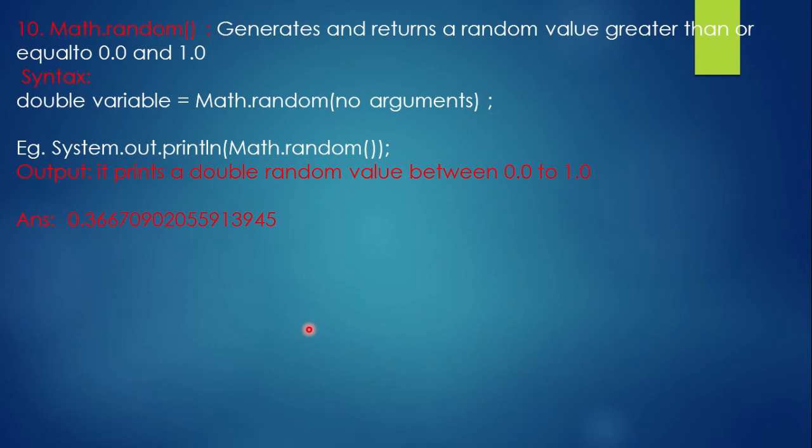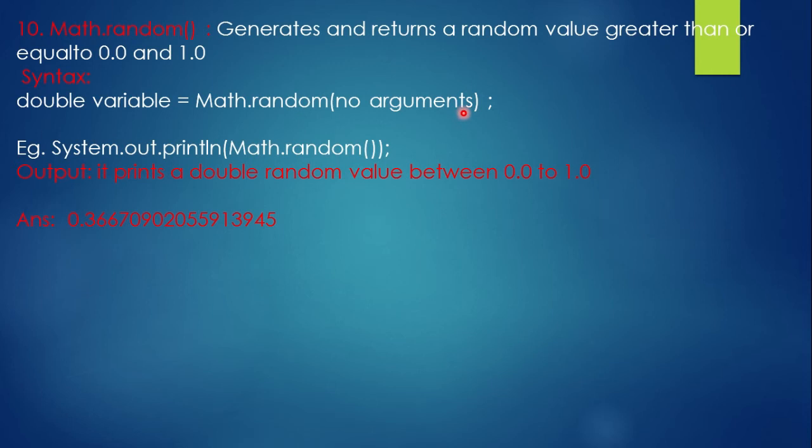The last function is math.random. This will generate a random number between 0.0 and 1.0. Very important: there is no specific answer for this function. When you type this and execute the function, you will get a number between 0 and 1. That can be any number. There are infinite numbers between 0 and 1, so any number among them will be generated. Double will be the return type.